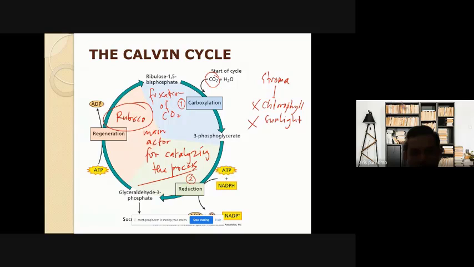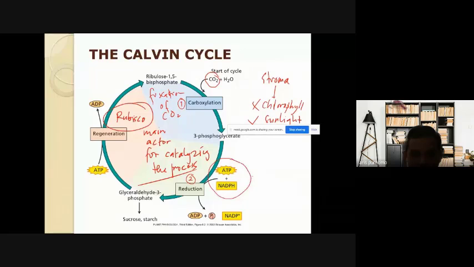It means that NADPH plus ATP here, which are the products from the light dependent reaction, are involved in the reduction process. The light dependent reaction produces ATP and also NADPH. The product of the reduction is ADP plus NADP+.